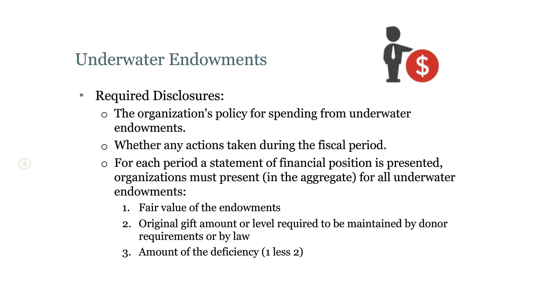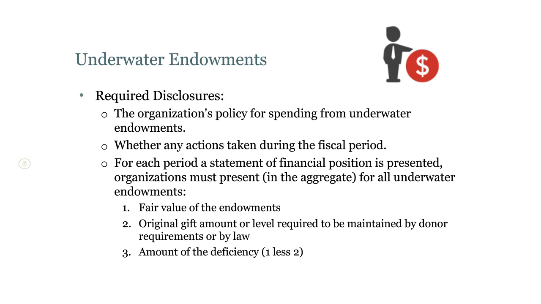So currently in practice, under the guidance now, you only have to report that you had underwater endowment funds and what the total value of that deficiency is. This is just adding the additional steps of the total fair value of those endowments as well as the original gift value. So it gives the user of financial statements a little better idea of what the total is, and if this is a large part of the endowment fund or not, and maybe it's just one fund that's pretty small. So that's just giving that whole and aggregate total.